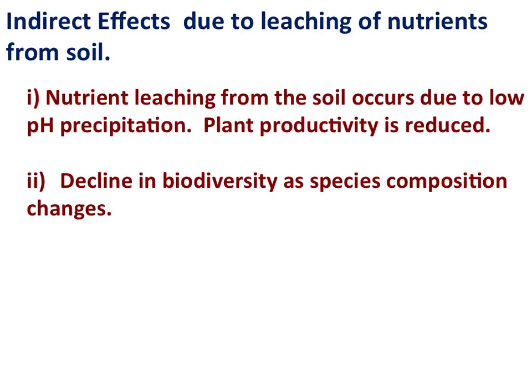Here are examples of indirect effects of acidic deposition due to leaching of nutrients from the soil. Nutrient leaching from the soil occurs due to low pH precipitation, plant productivity is reduced, and there's a decline in biodiversity as species composition changes.